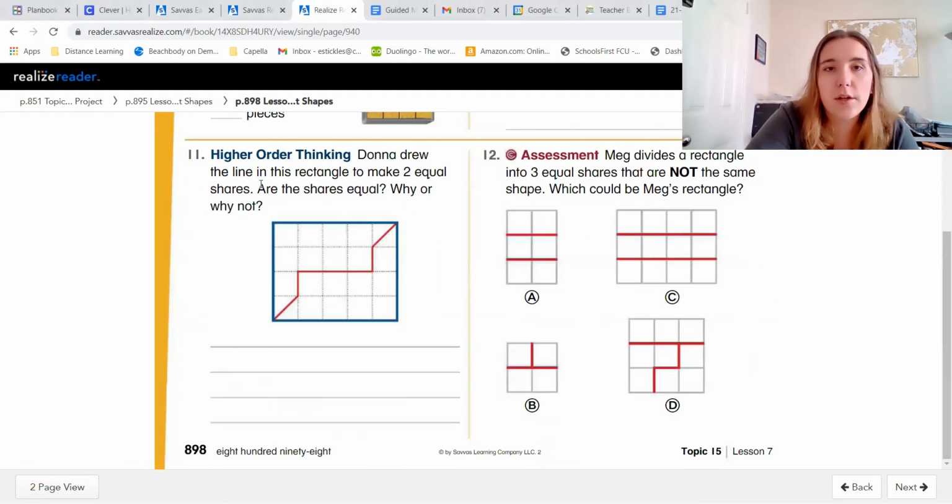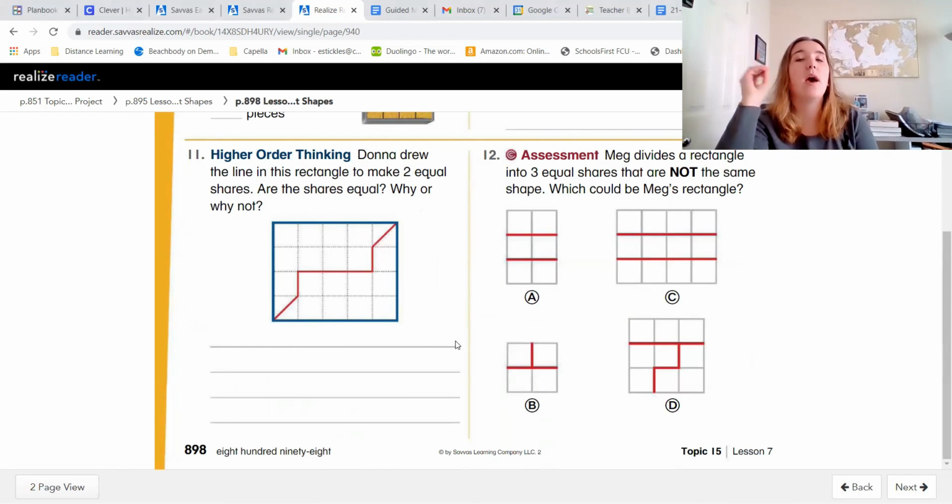Okay, number 11 says, Donna drew this line in this rectangle to make 2 equal shares. Are the shares equal? Why or why not? So I want you to look at this, count up the squares, see what you come up with, write out your answer, and then come back to me when you think you have it all figured out, and then we'll talk about it.